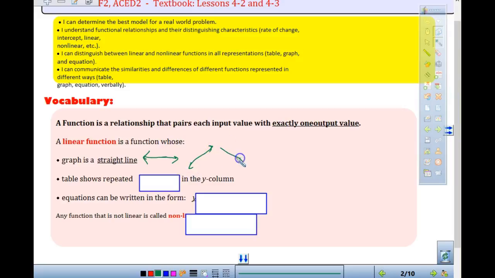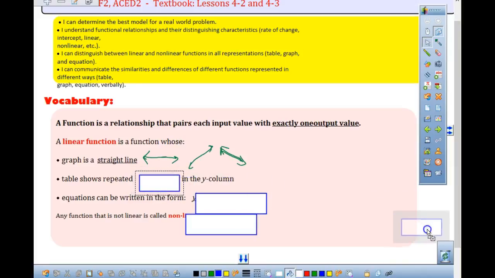It might be slanted this way, right? It might be slanted this way. But it's exactly a nice straight line. It has these arrows on it usually. So if you see a straight line, linear function. In a table, how do we know what a linear function looks like?